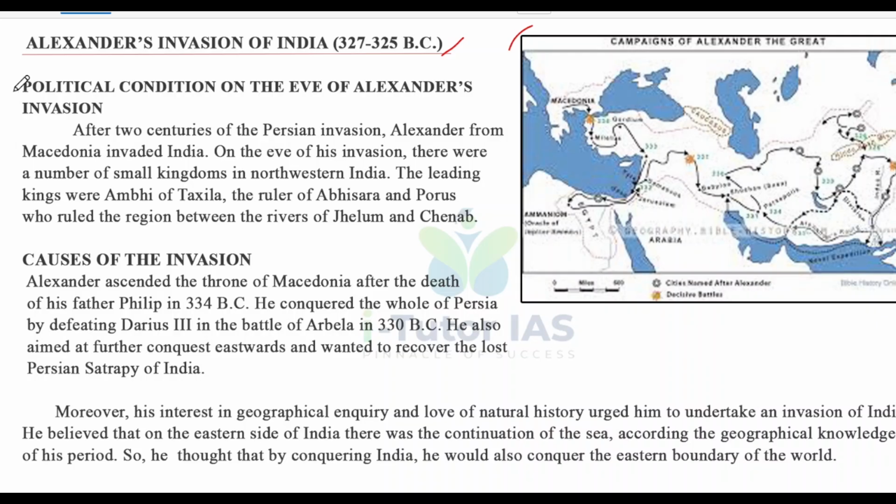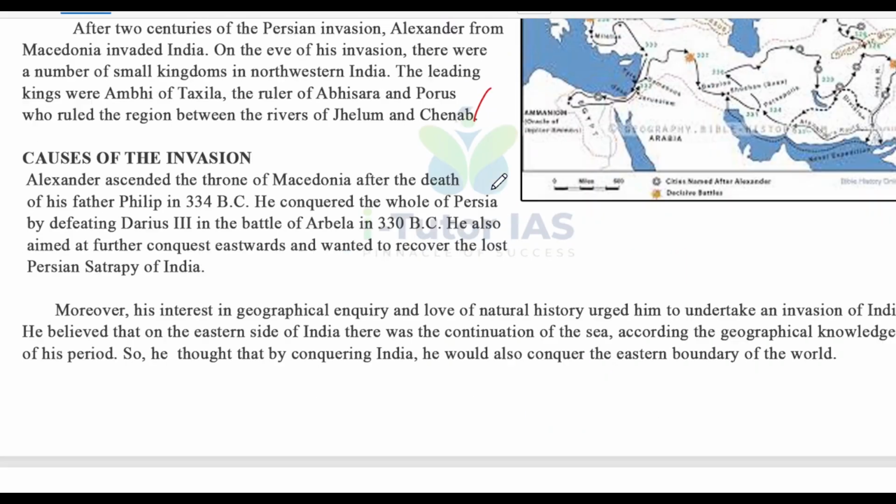The first topic is the political condition on the eve of Alexander's invasion. After 2 centuries of the Persian invasion, Alexander from Macedonia invaded India. On the eve of his invasion, there were a number of small kingdoms in northwestern India. The leading kings were Ambhi of Taxila, the ruler of Abhisara, and Porus, who ruled the region between the rivers Jhelum and Chenab. So, this is the political condition on the eve of Alexander's invasion.